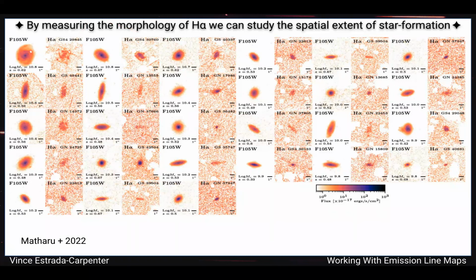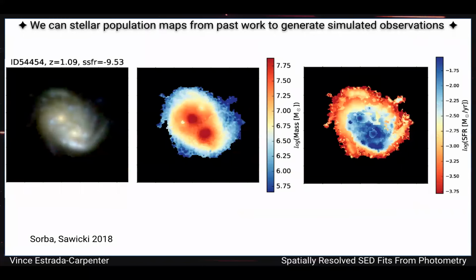But in the realm of SED fitting, we haven't yet been able to take advantage of this. So to take advantage of this, I turned to some spatially resolved SED fitting that was done in photometry. This is some work that was done by Bobby Sorba, a former student of Marcin Zawicki. What Bobby did was he used photometry to fit spatially resolved some galaxies, I believe in the UDF. And what you see here is the galaxy that he fit. Well, he fit multiple galaxies. This is the galaxy I'm going to focus on because this is the galaxy I'm going to model with NIRISS.